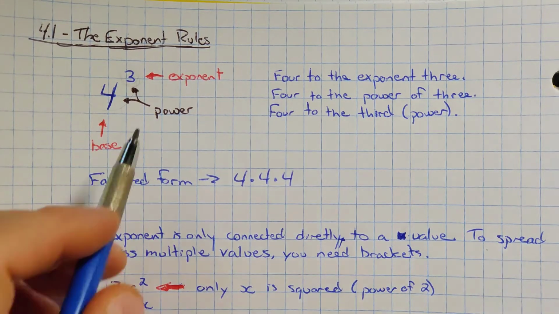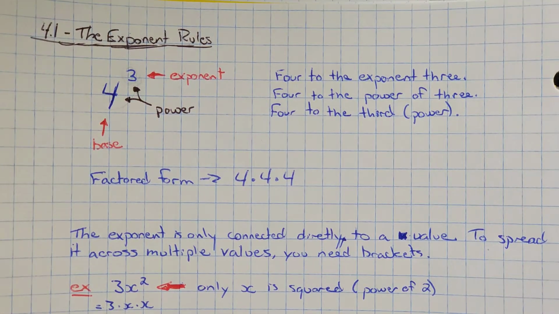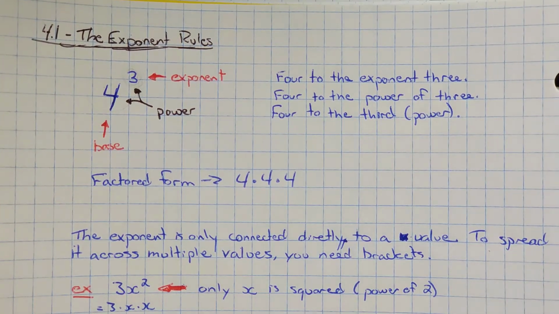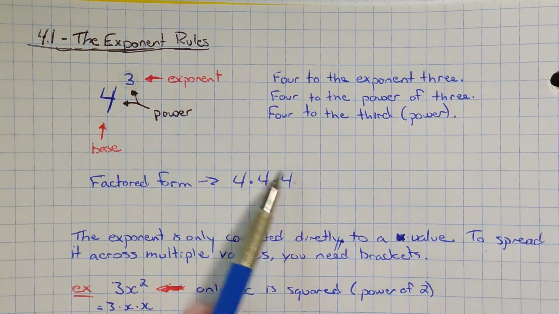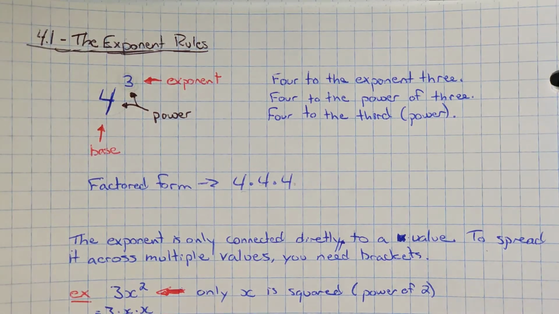Sometimes we use the word exponent to talk about the whole thing, but technically the exponent means the little number up top. So this here could be read as 4 to the exponent 3, 4 to the power of 3, or 4 to the third, but it is 4 to the third power. If we were to factor that out into its component parts, what that means is 4 times 4 times 4. So 4 to the third means multiply 4 by itself 3 times.